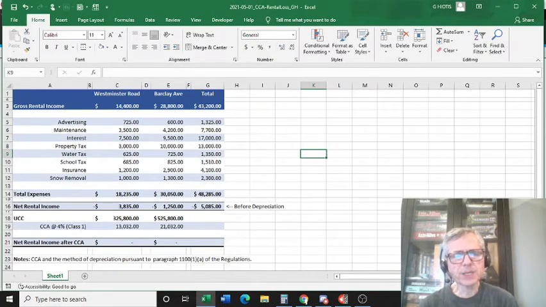With that being said, I'd like to talk about two things with respect to rental income. The first one is to just briefly do a quick overview of what is CCA, capital cost allowance. And the second one is to go over a special rule in tax with respect to CCA and rental losses.